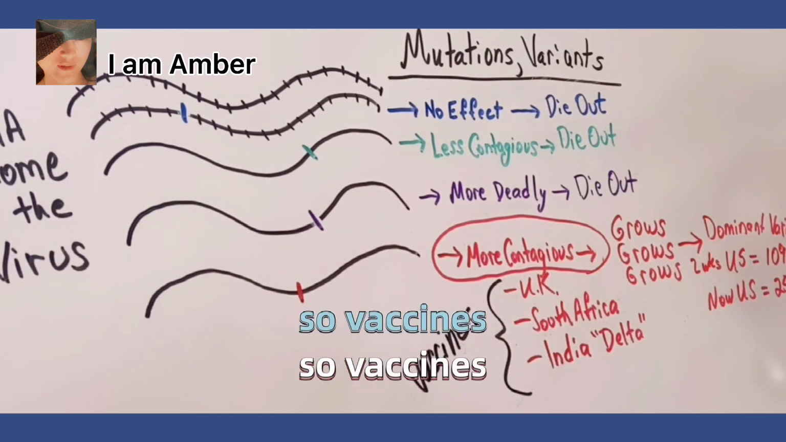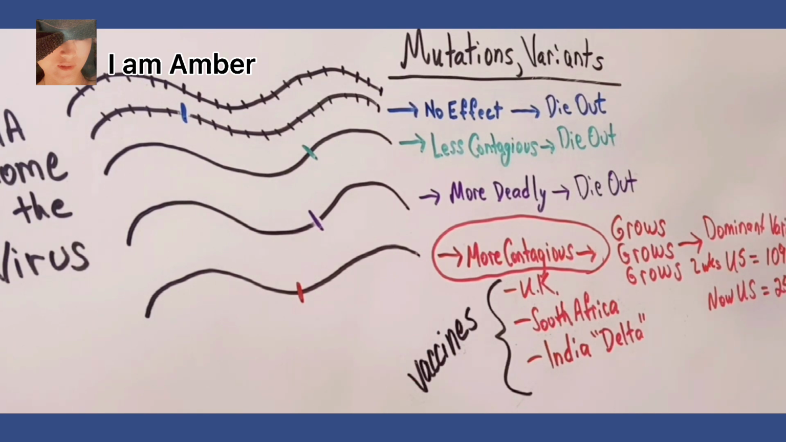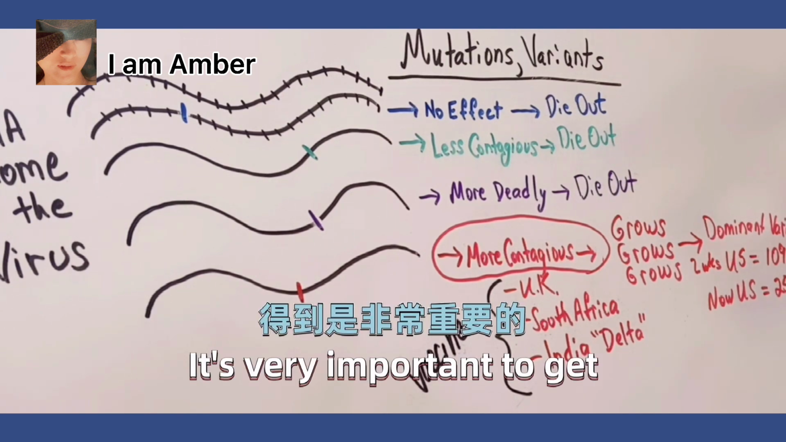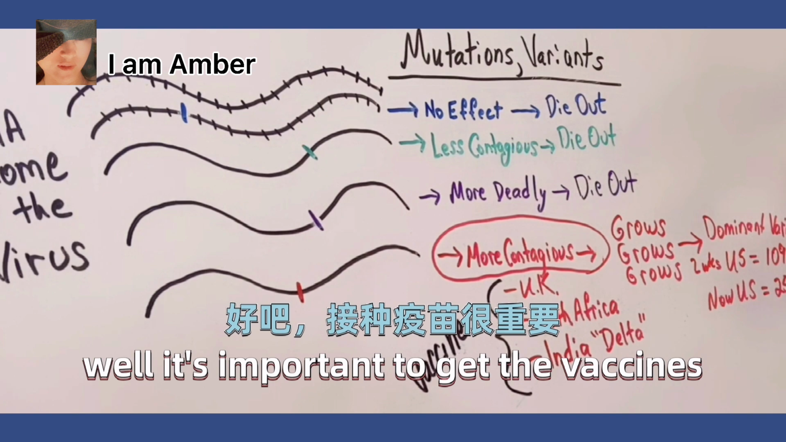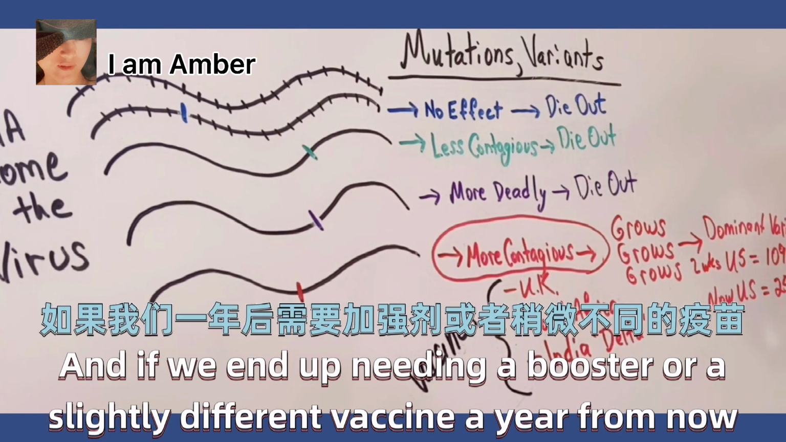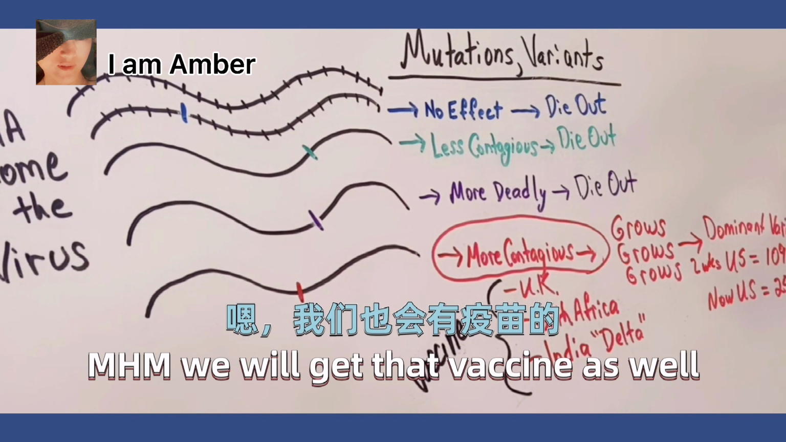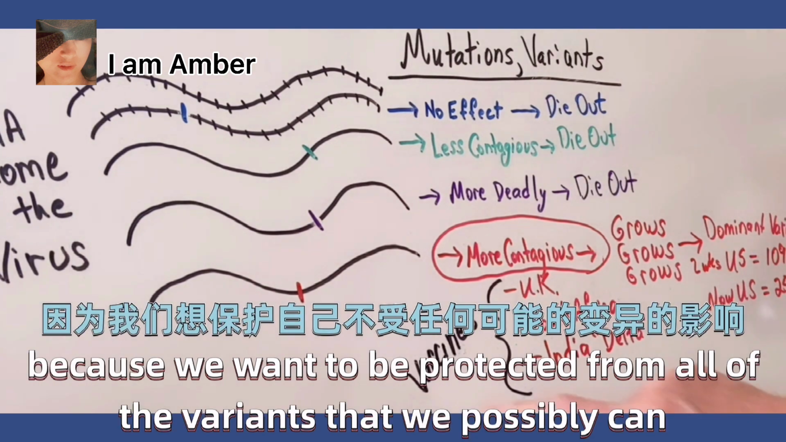Wow. So vaccines is very important to get. Well, it's important to get the vaccines, and if we end up needing a booster or a slightly different vaccine a year from now, we will get that vaccine as well, because we want to be protected from all of the variants that we possibly can.